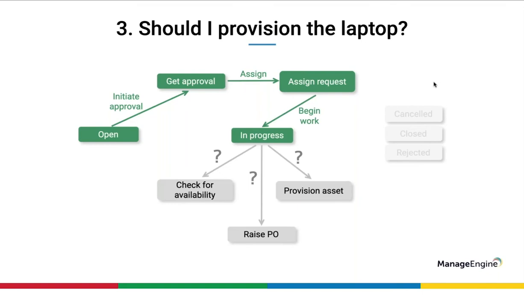And from the in progress state, once again, confusion comes in. The technician is once again presented with multiple options. He can directly go check the availability of the asset, or should I raise a purchase order? So when there are too many status options available, technicians can get confused. So we may have to guide the technician to check the availability first, and if it is not there, then he can go ahead and raise a new purchase order. That is how it has to be guided.